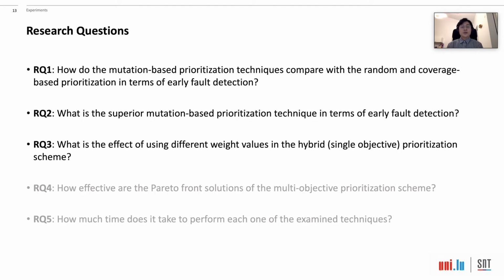These 5 research questions guide the experiments. Again, I'm going to focus on the first 3 because the last two are mainly related to the multi-objective optimization techniques. The first research question is how the mutation-based prioritization techniques compare with the random and coverage-based techniques in terms of their prioritization effectiveness. RQ2 is about what the superior mutation-based technique is, and RQ3 is about the effect of using different weights for the hybrid technique.